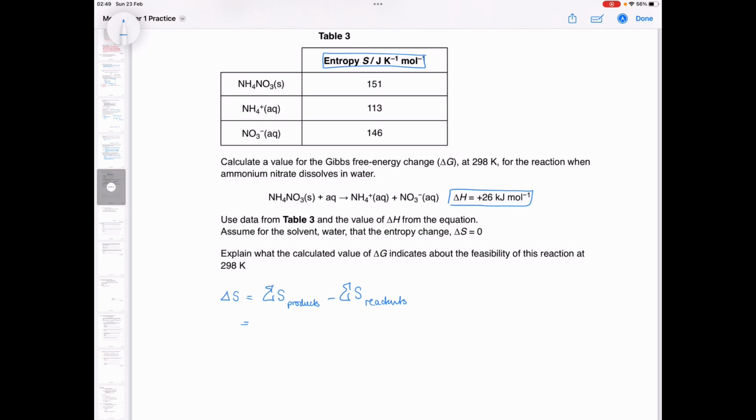So it's equal to plus 146 plus 113 minus 151, which is 108 joules per Kelvin per mole.